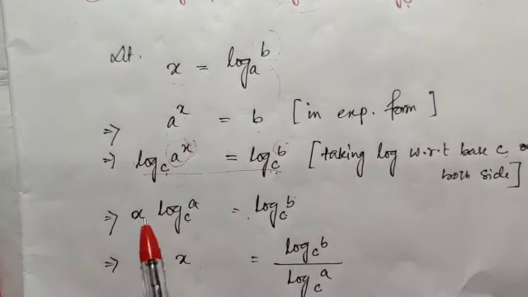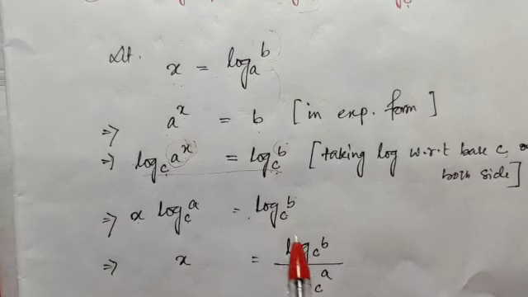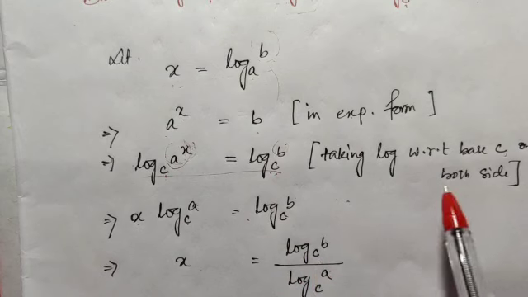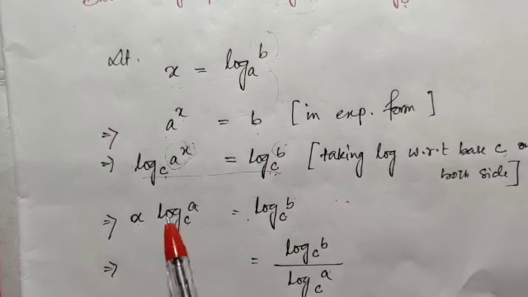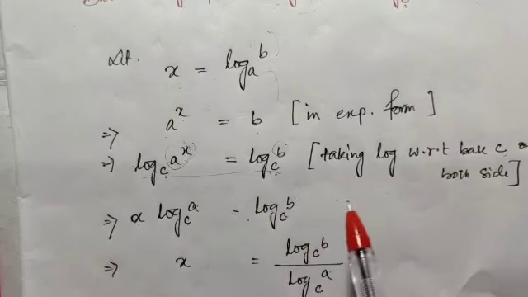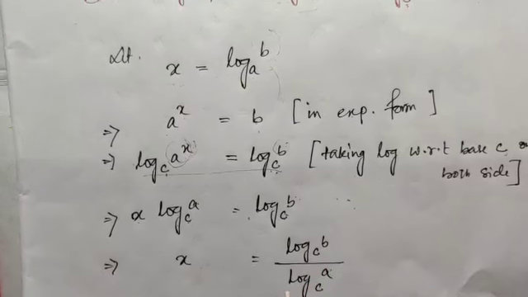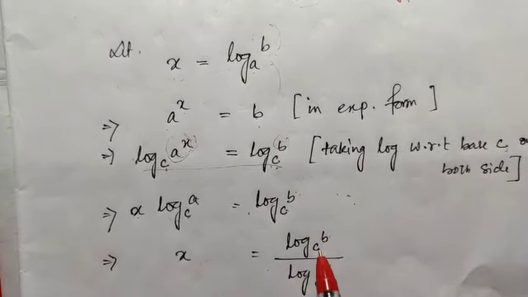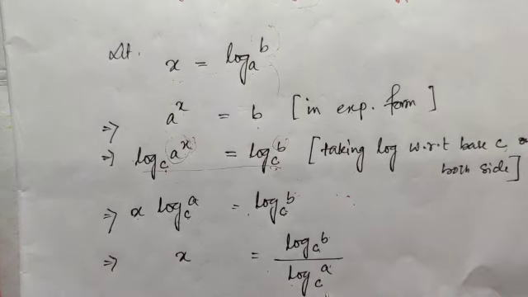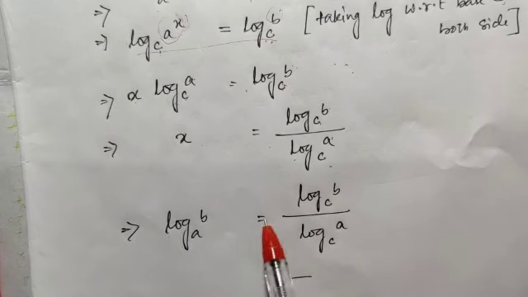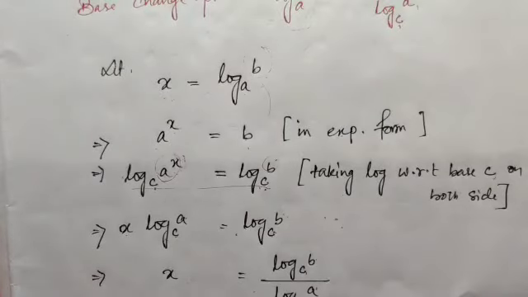Now x is multiplied, so if you shift this part to the other side, anything multiplied will divide on the other side. So if you take log a with respect to base c to the right-hand side, it will divide log b with respect to base c. So we get x equal to log b with respect to c by log a with respect to c. So log b with respect to a is equal to log b with respect to c by log a with respect to c, which are the proofs of some laws of logarithm.